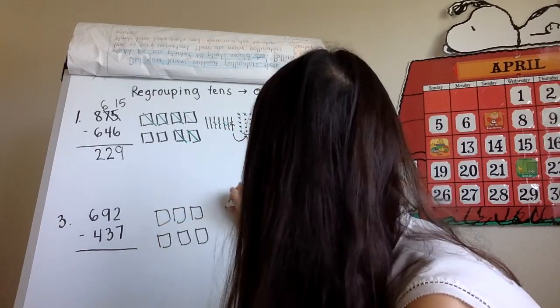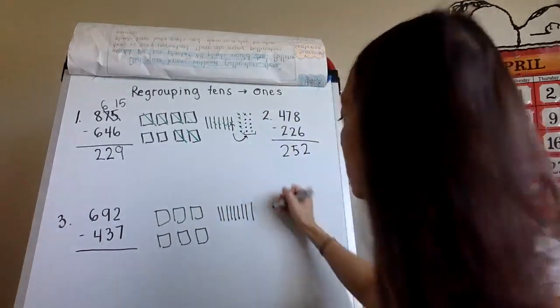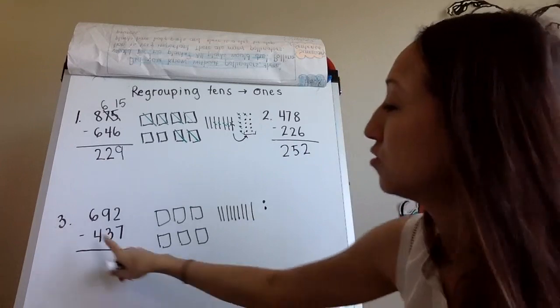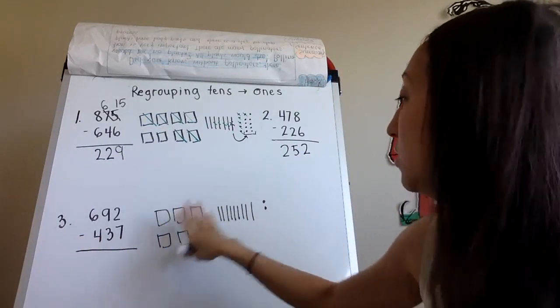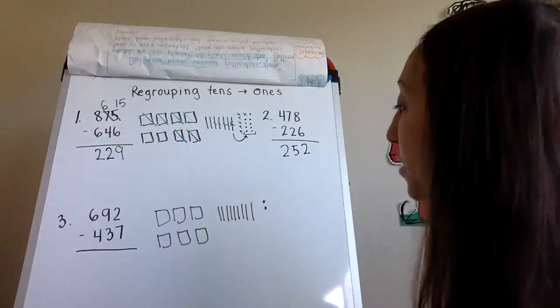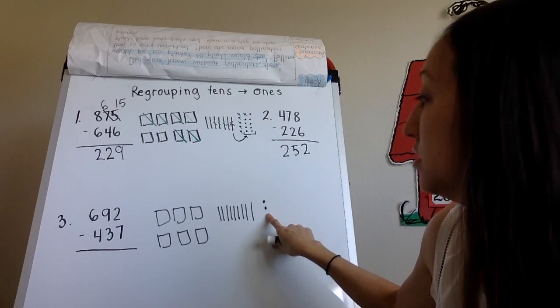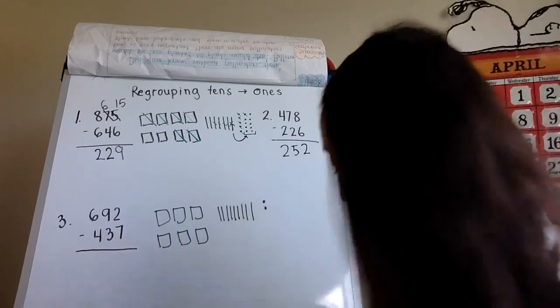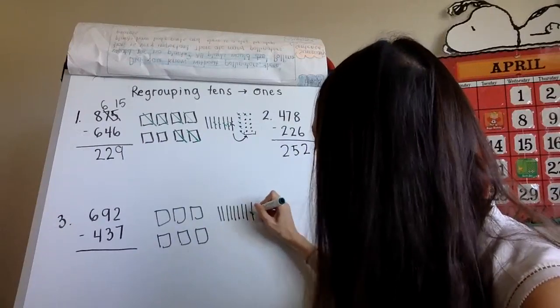And so, let me draw it out to help me. 1, 2, 3, 4, 5, 6, 7, 8, 9 tens, and 2 ones. Okay, so I'm going to be minusing 437. That means I'm going to cross out 437 within this number. But that's hard to do when I only have 2 ones. And it says I'm supposed to minus 7, okay? And so this is where our regrouping has to take place.